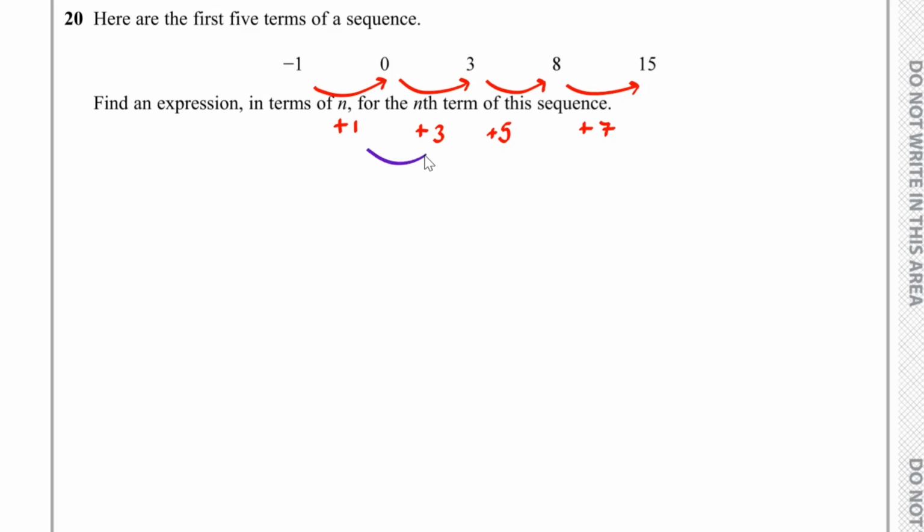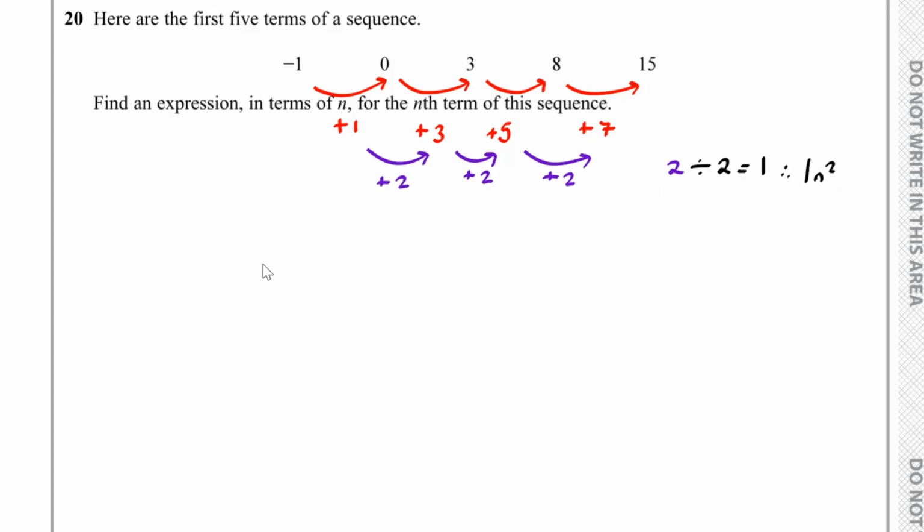And we now work out the difference between these terms. The difference here is plus 2, here plus 2, and here plus 2. It looks like we're going to get a quadratic sequence, because if I do 2, which is this difference, divided by 2, we get 1. So therefore we have 1n squared.